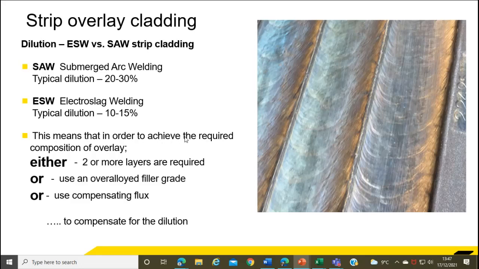least 2 layers. Okay, so with submerged arc welding, you've got a 30% mixture of the base metal in your deposition. So you need to weld on top of that, and then you'll get a 30% mixture of that combined composition into the top layer, the filler metal layer. So it's a fairly easy calculation to work out, but you need to make sure that it's compensated for.